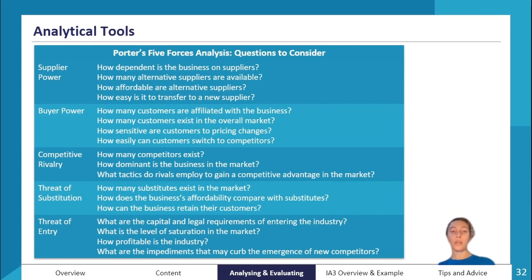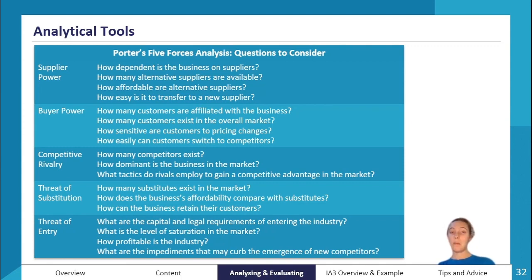So here are some questions that you can be asking for each of these different categories. So for supplier power, how dependent is the business on suppliers? How many alternative suppliers are available? How affordable are those alternative suppliers? And how easy is it to transfer between suppliers?